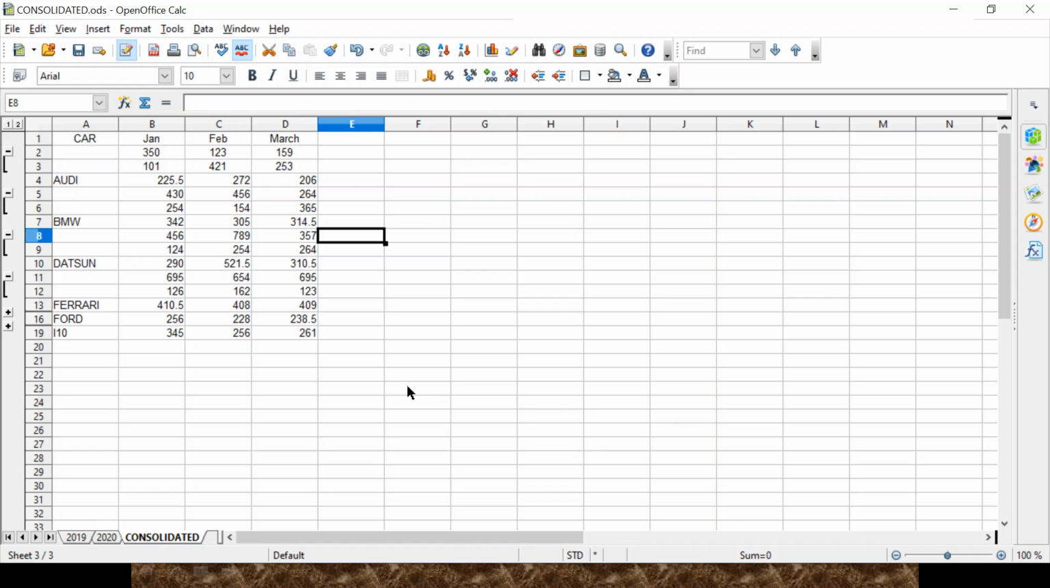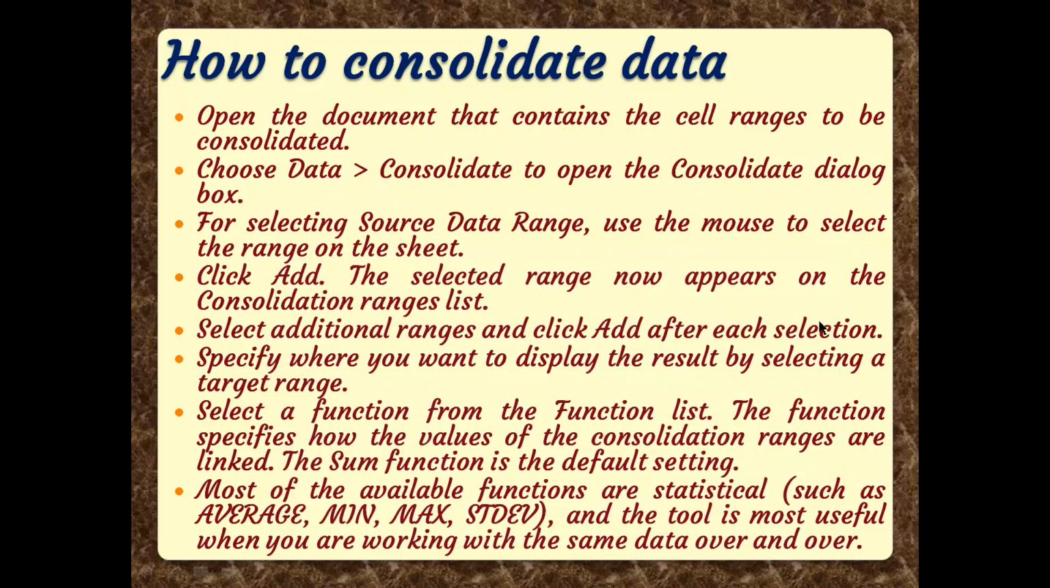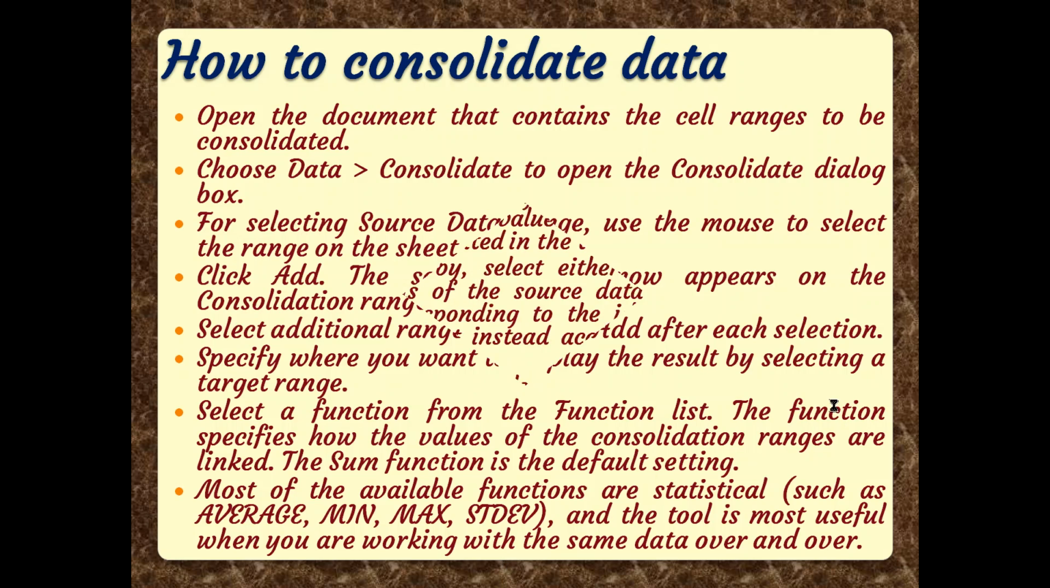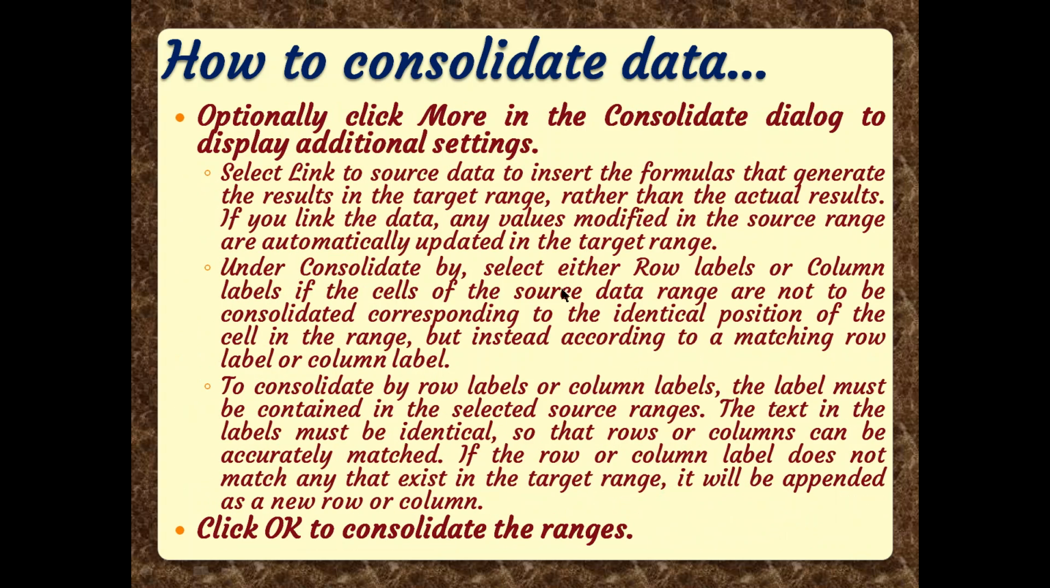I think the consolidation is clear. This is how we can consolidate our data. Everything is detailed. Next is how to consolidate data. This thing we have done, right? But here in detail it is told what is the use of link to source data, row label and column label. Now let's go through it one by one.